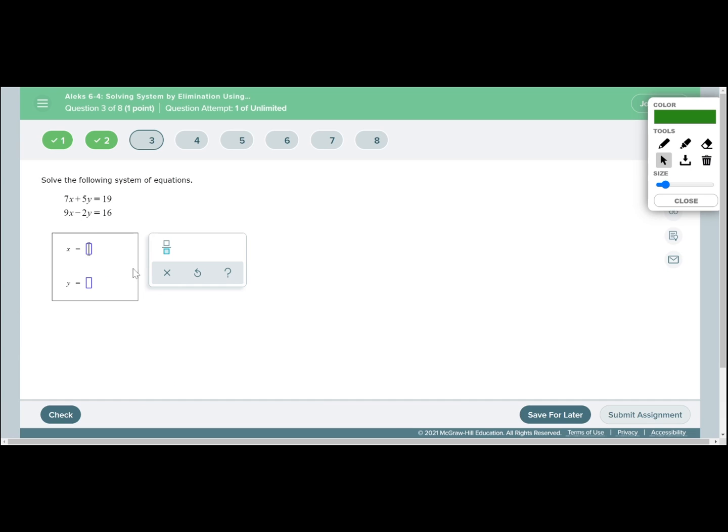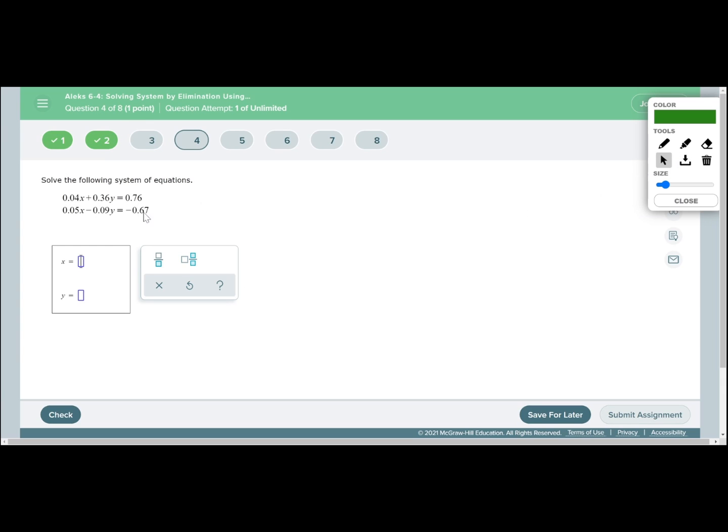The concept is the same. For this problem, I will choose to cancel y. So the first equation, I will multiply by 2. Second equation, multiply by 5. And we go through the process like we did. So I'm not going to go through this one. You already have two examples, 1 and 2. So we're going to go to number 4.